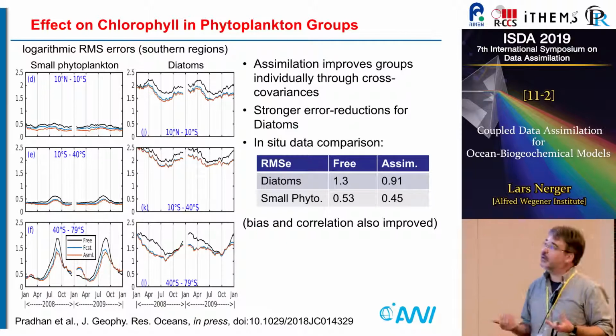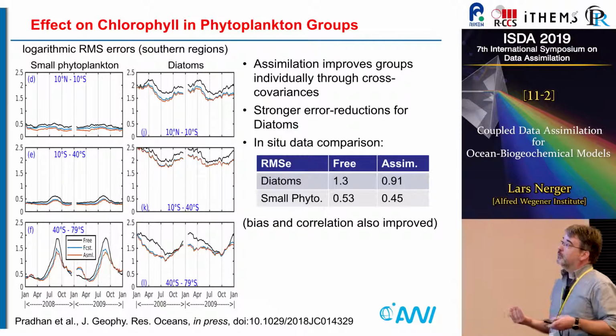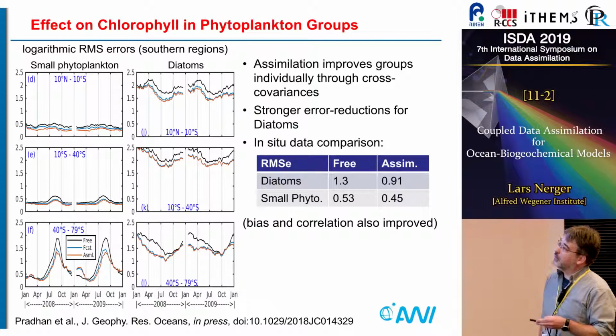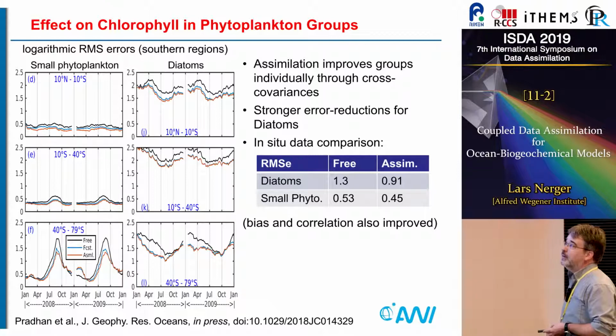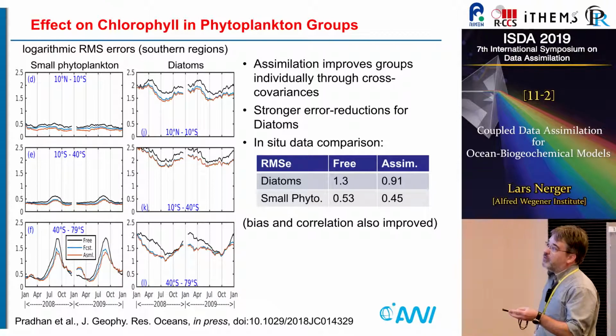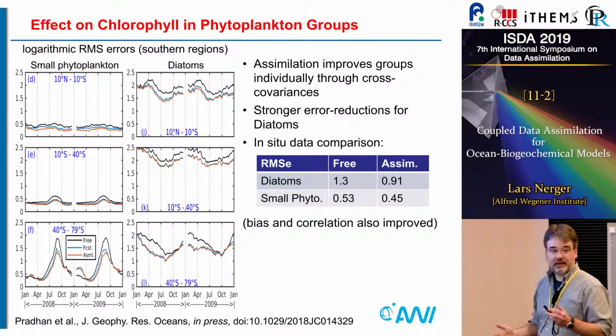So when we now assimilate this, in the back you won't really see units. Well, important is the black is without assimilation, and then we have red and blue quite close to each other, which is forecast and analysis from the data assimilation over 2 years. Here, small phytoplankton is having much smaller errors. You see 0.5, that's log.